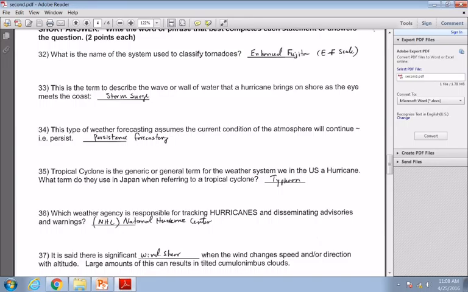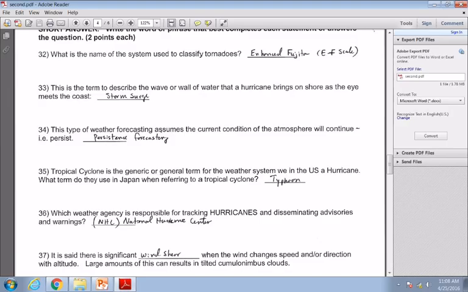Enhanced Fujita scale is the scale we use for tornadoes. 33 was storm surge, as that wall of water that occurs as your eye basically hits landfall. 34 was persistence forecasting, where basically the weather forecast assumes that the conditions you have will continue. Question 35, tropical cyclone, we call them hurricanes, but if you're in Japan, you call them typhoons.